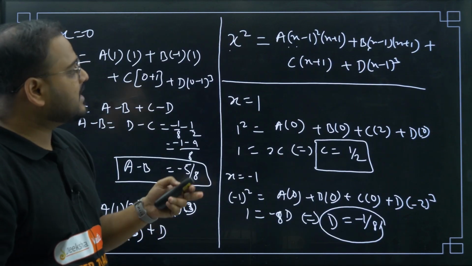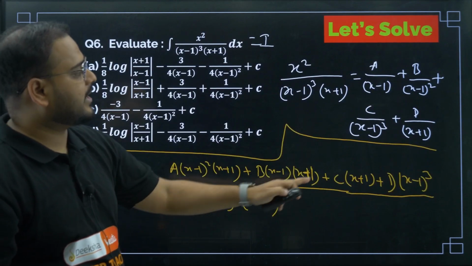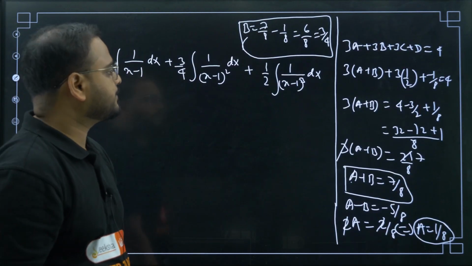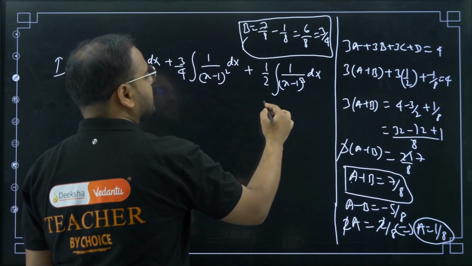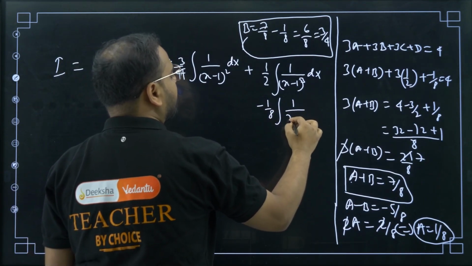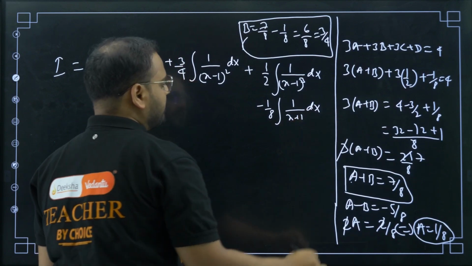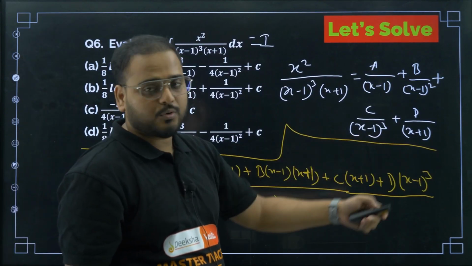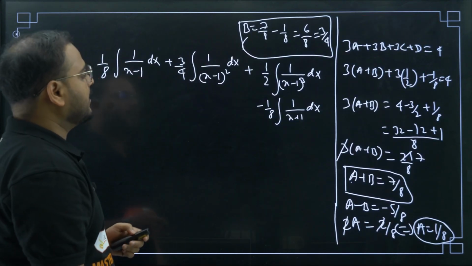What about d? D is minus 1 by 8. So I'll get it here as minus 1 by 8 integration of 1 upon x plus 1 dx. Have a look. Yes or no? Yes sir. Okay, let's solve this.